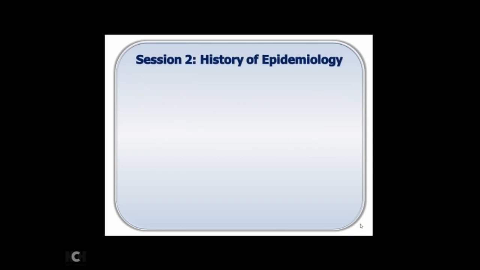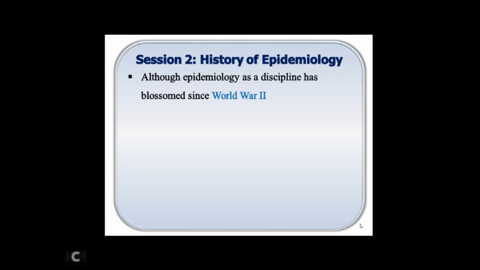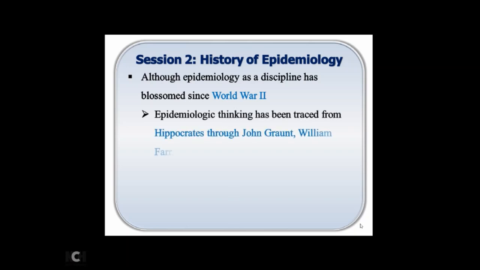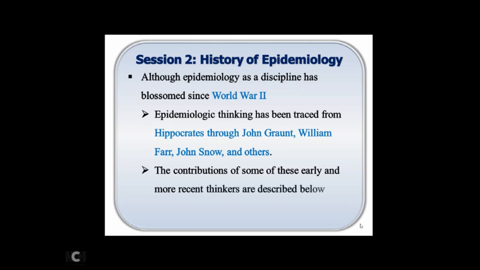The second section is history of epidemiology. Although epidemiology as a discipline has bloomed since World War II, epidemiologic thinking has been traced from Hippocrates through John Graunt, William Farr, John Snow, and others. The contributions of some of these early and more recent thinkers are now discussed.